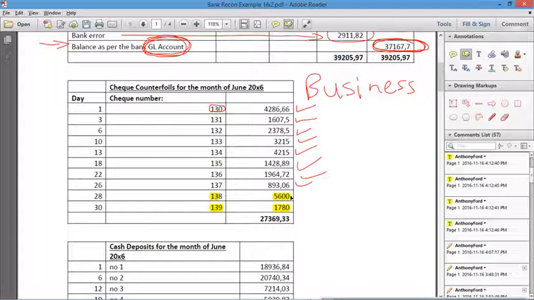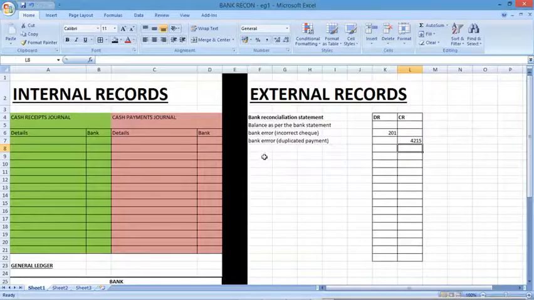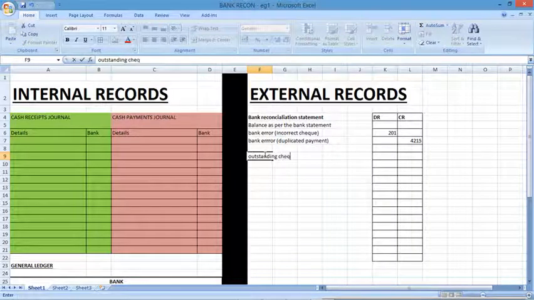No. But if they haven't reflected, should we have not recorded them yet? Okay, whose books are these? This is the business's, yeah? Has the business recorded it? Yes. Has the bank? No. Adjust or reconcile? Reconcile. Okay, so heading here, outstanding checks. Right, number 138 and number 139.